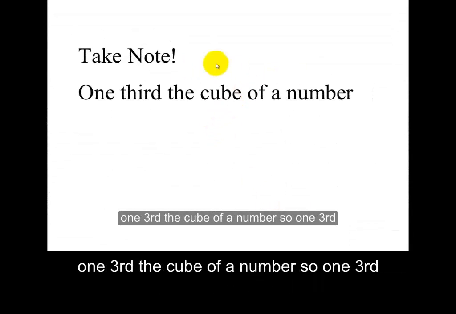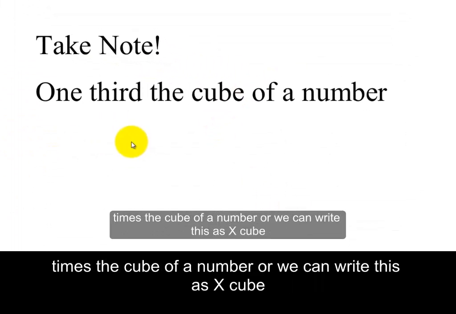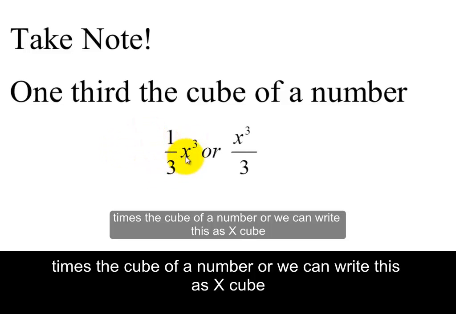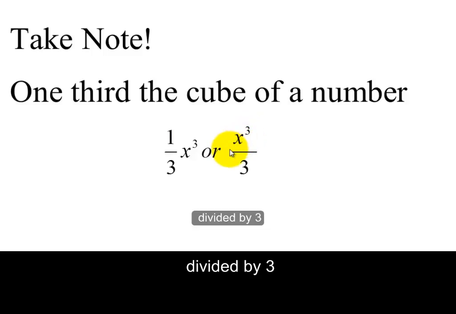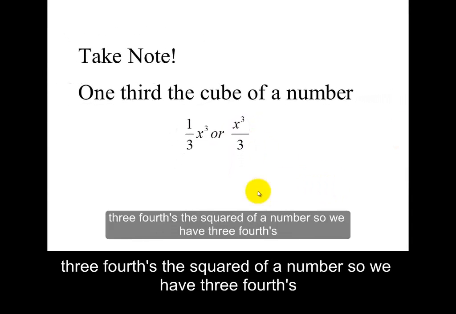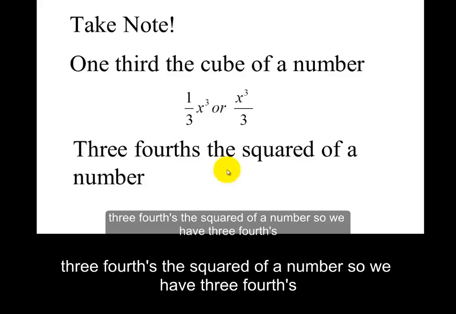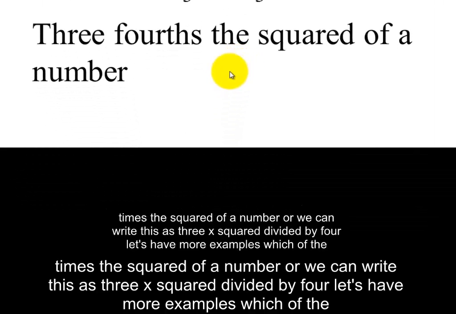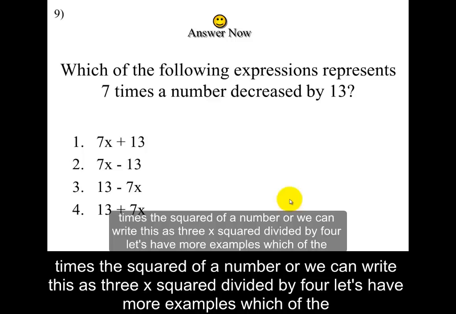1/3 the cube of a number. So 1/3 times the cube of a number. Or we can write this as x cubed divided by 3. 3/4 the square of a number. So we have 3/4 times the square of a number. Or we can write this as 3x squared divided by 4. Okay, let's have more examples.